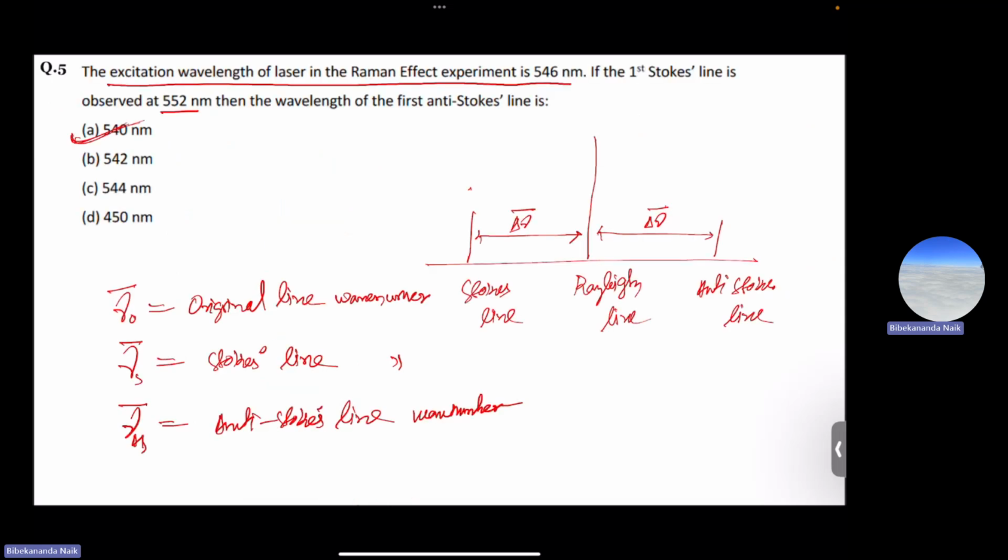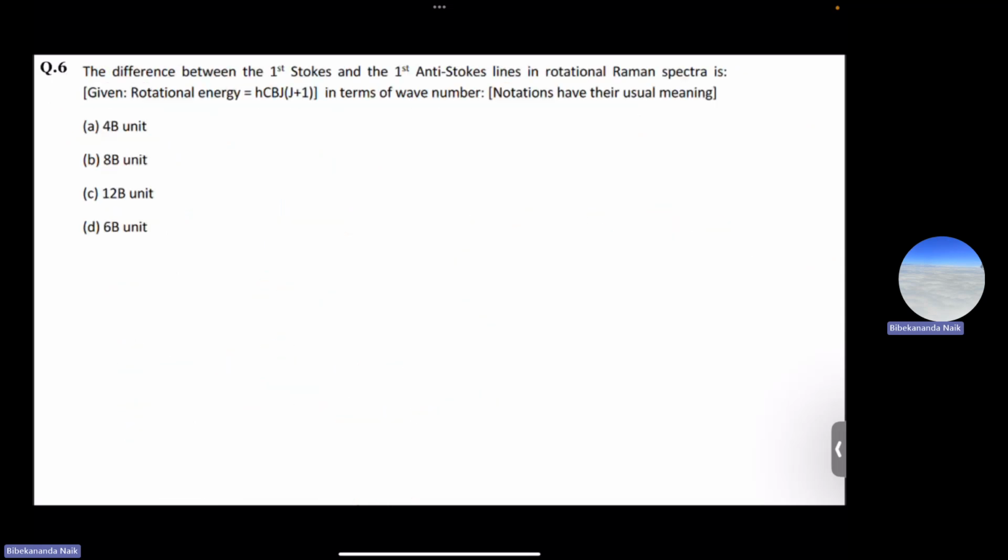Now we will move to question number 6. Question number 6 says the difference between fast Stokes line and fast anti-Stokes line in rotational spectra is given. Rotational energy is given by hcB J into J plus 1 in terms of wave number, and the notations have their usual meaning. In question number 4 we calculated the difference between two adjacent Stokes or anti-Stokes lines, but here we need to find out the difference between fast Stokes line and fast anti-Stokes line. The options are option A 4B unit, option B 8B unit, option C 12B unit, or option D 6B unit.